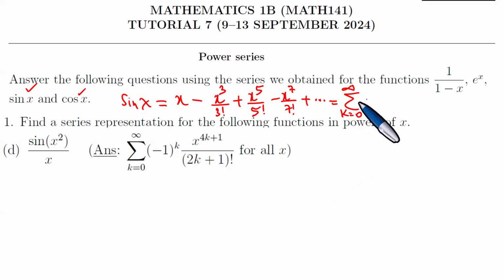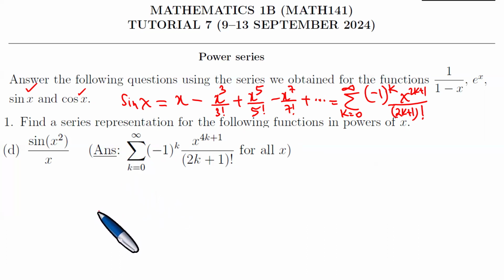Now you're going to do this one, which is negative 1 to the power k, x to the power 2k plus 1, divided by 2k plus 1 factorial. Okay, so sine x can be written like this. But yeah, you need to use these formulas. So you can write it in sigma notation, or you can write it out in expanded form.